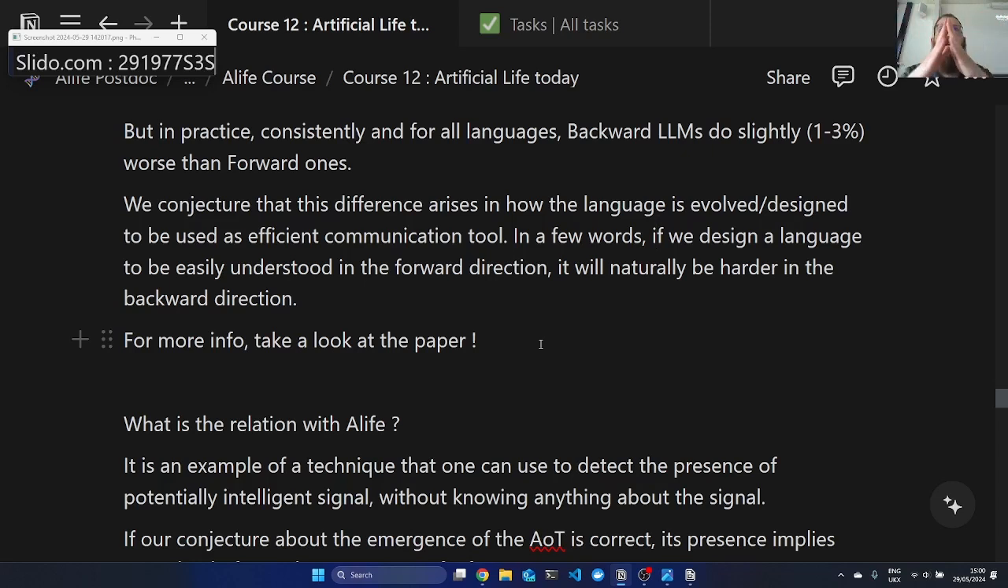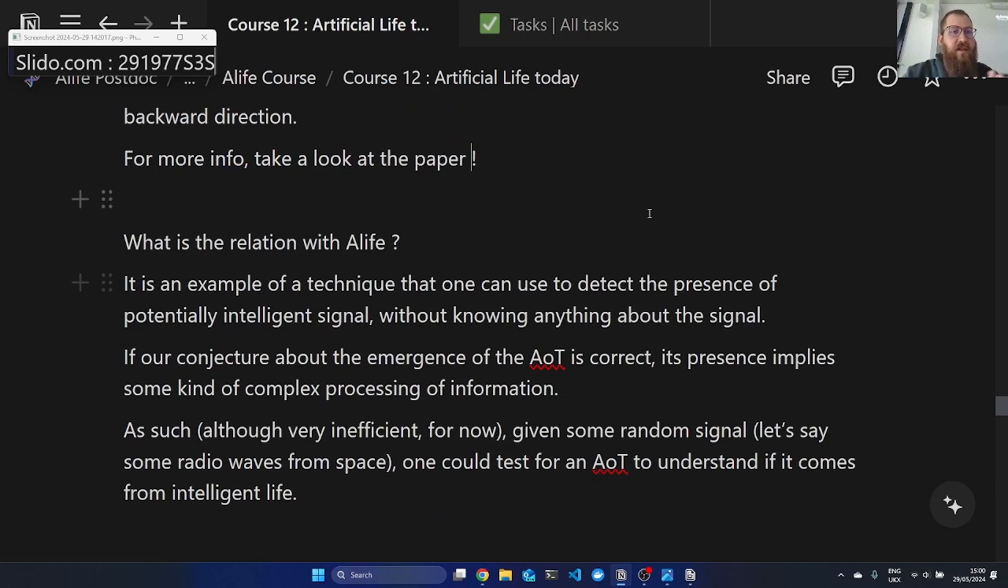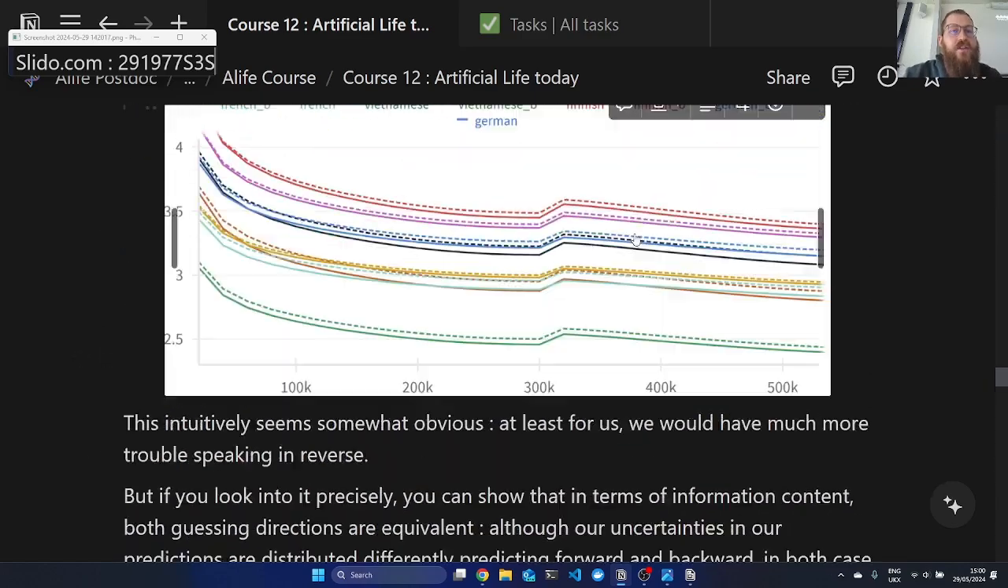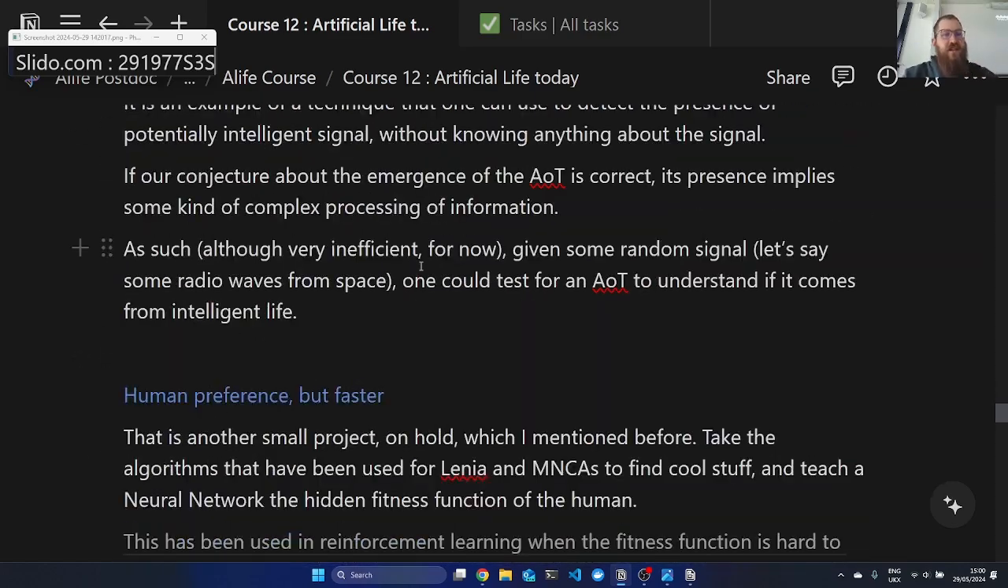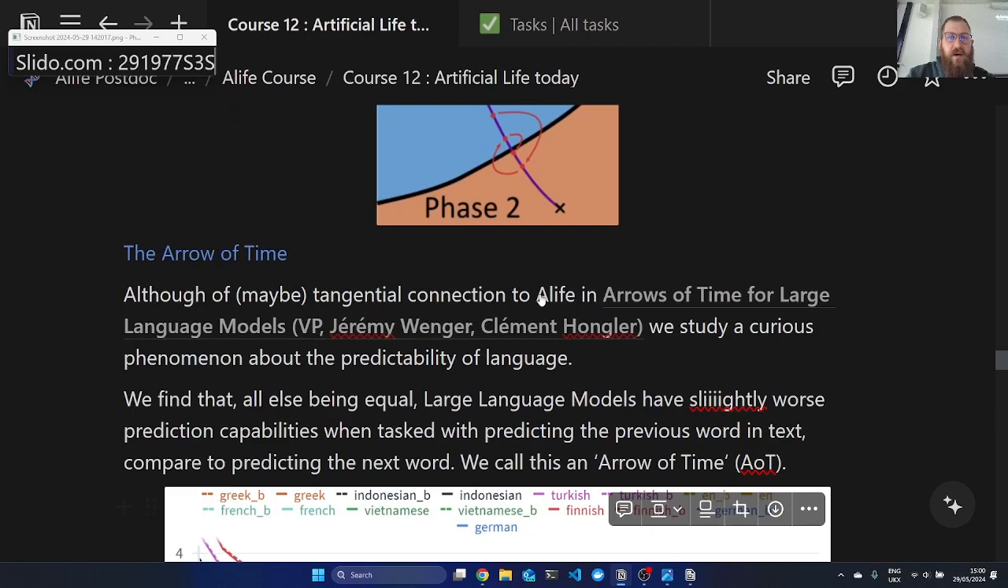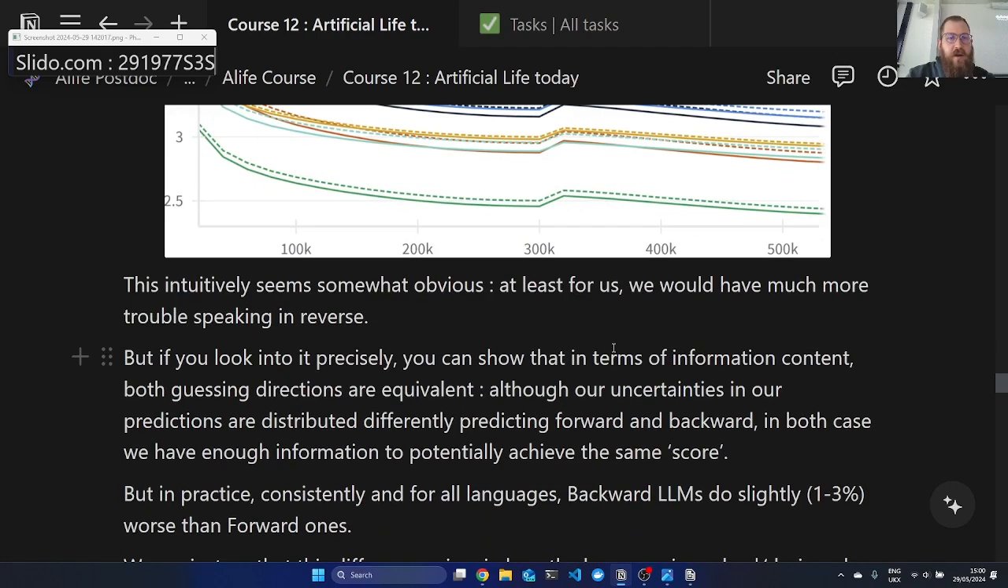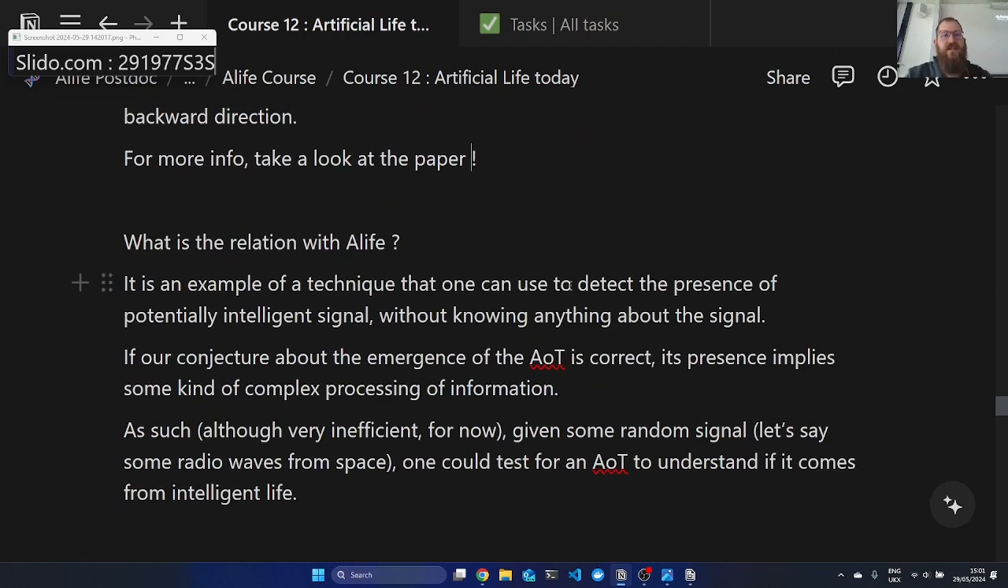What I mean is that the way the language is used has this emergence of the arrow of time. If you want more info, look at the paper. It's cleanly written and really easy to read, I think. This is kind of a big tangent. It is something that Clément and Jérémy stumbled upon, and then we did all the necessary experiments to validate it. It's not directly related to life, but it is somehow.